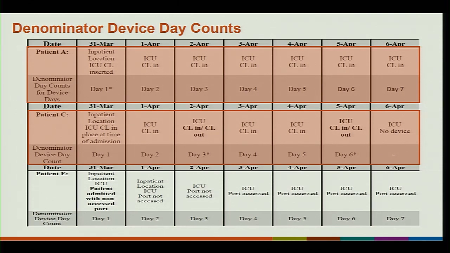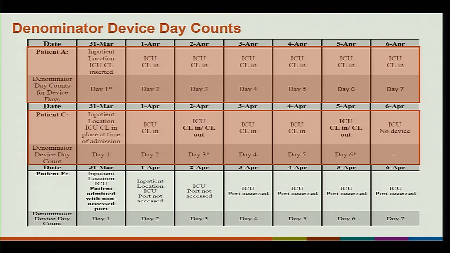Patient C has a central line at the time of admission to ICU. Because patient C is admitted to ICU on 3-31, the denominator device day count will begin on the day of admission. On day 3, the central line was removed and replaced on day 4. Because a calendar day did not pass without a central line in place, the denominator device day count will continue until 4-5 when the central line is removed. On 4-6, there is no device in place. Patient C will have 6 denominator device days beginning 3-31 through 4-5.